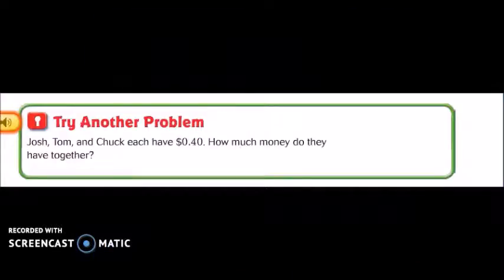So here's another problem revolving around money. It says Josh, Tom, and Chuck each have 40 cents. How much money do they have together? So the first thing we must think about is that word together. Together usually tells us that we must do what? I know I hear you saying it, addition. So we should add Josh's total, Tom's total, and Chuck's total. So I'm going to go to my tool and I'm going to show you how that should be done.